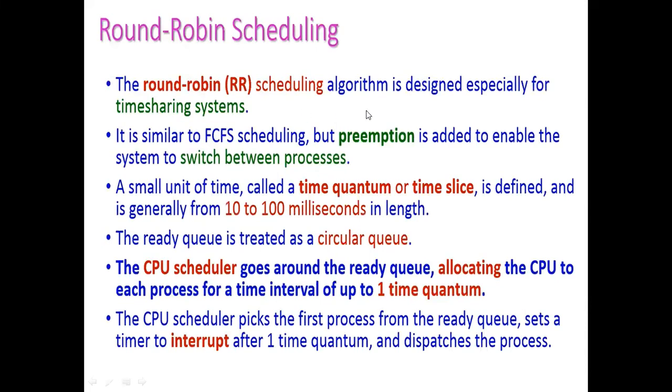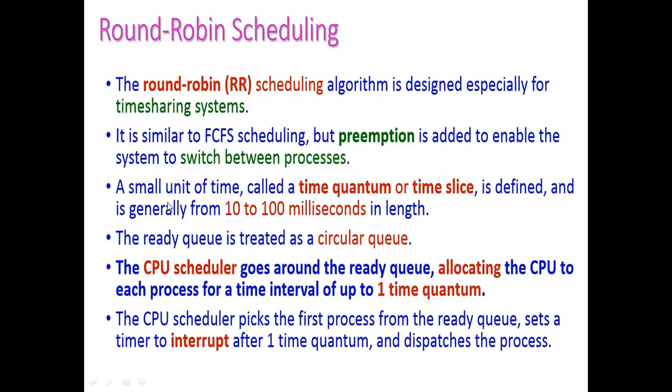The round robin scheduling algorithm is designed especially for the time sharing operating system. It is similar to the first come first served scheduling algorithm, but preemption is added to enable the system to switch between the processes. In this algorithm, a small amount of time, which we call a time quantum or time slice, is defined, which is generally from 10 milliseconds to 100 milliseconds in length.